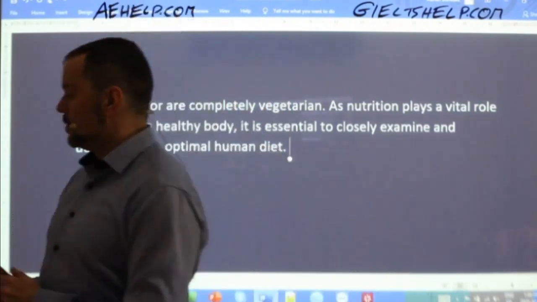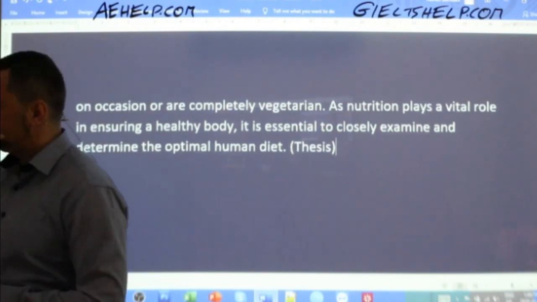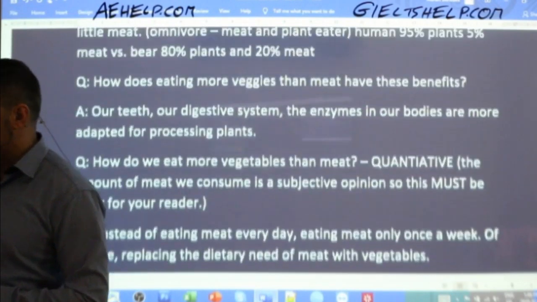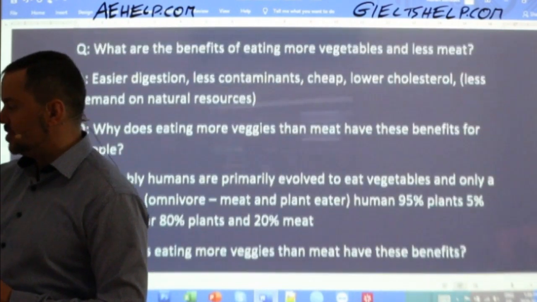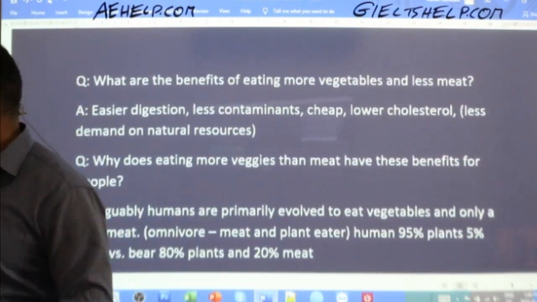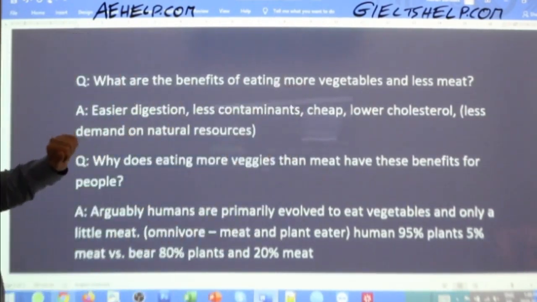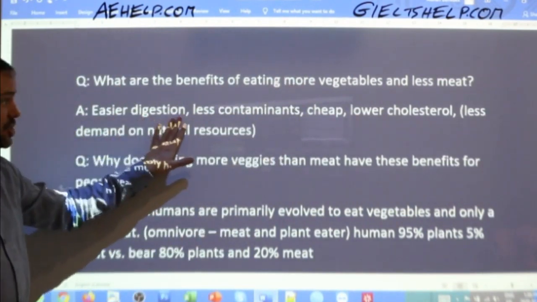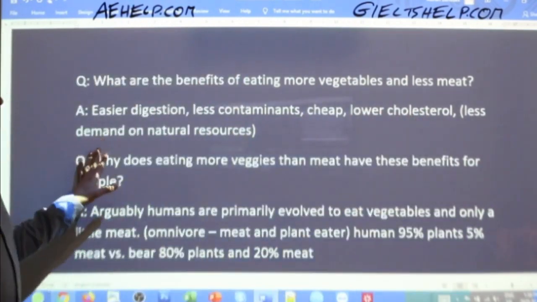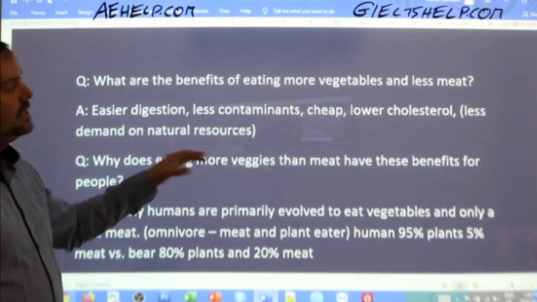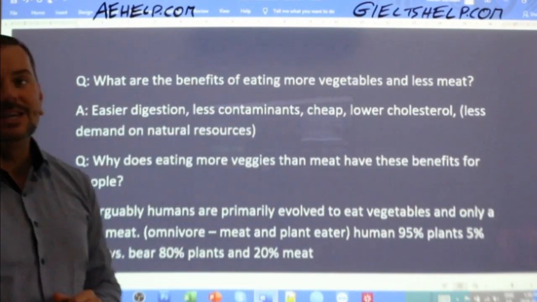All right? So now comes the thesis. All right, and this is where we're going to have some fun. Again, let's look back here for why eating more veggies and less meat is better. So this was going back to that critical thinking. It's easier for the digestion. It has less contaminants. It's cheap, lower cholesterol, and it has less demand on natural resources. So let's see how you use this information to create your thesis statement.